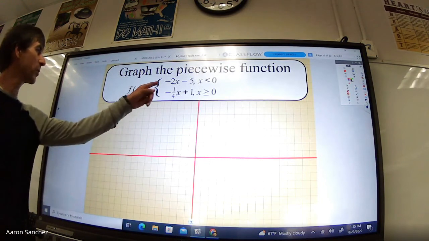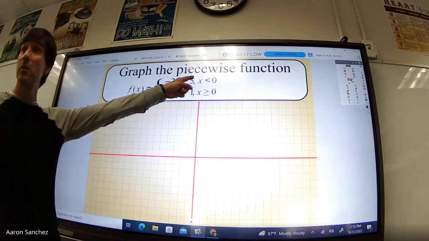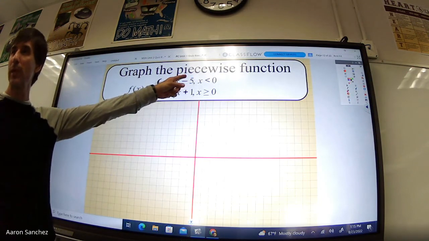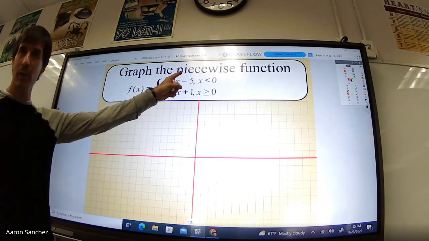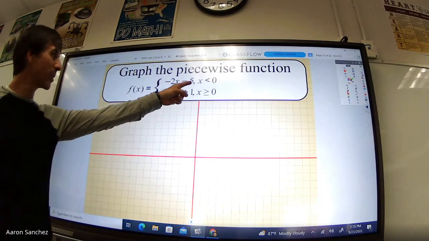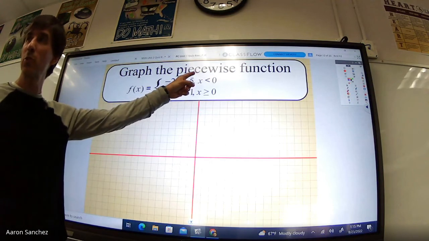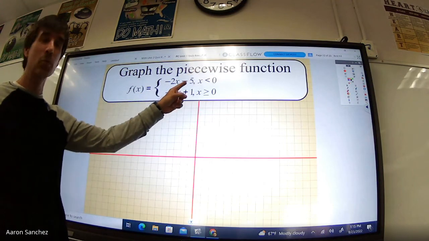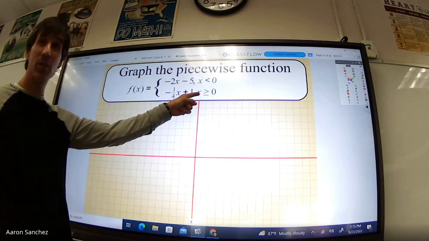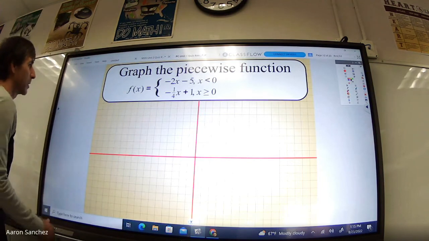f of x equals 2x minus 5 when x is bigger than 0. So 0, 1, 2, 3, 4, but not 0, but put 0 in this one anyway. This one, f of x is -1/4 x plus 1. Oh, sorry, this is smaller than 0, right? This is -3, -2, -1. This one is bigger than or equal to 0: 0, 1, 2, 3, 4. Okay? So let's go like this.